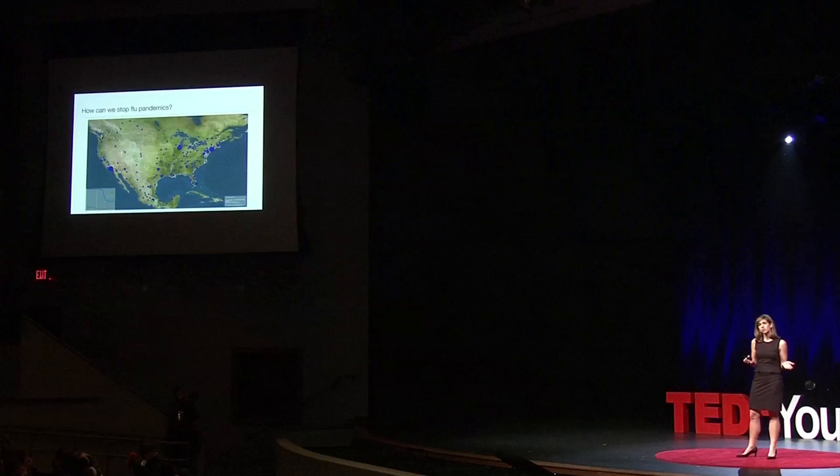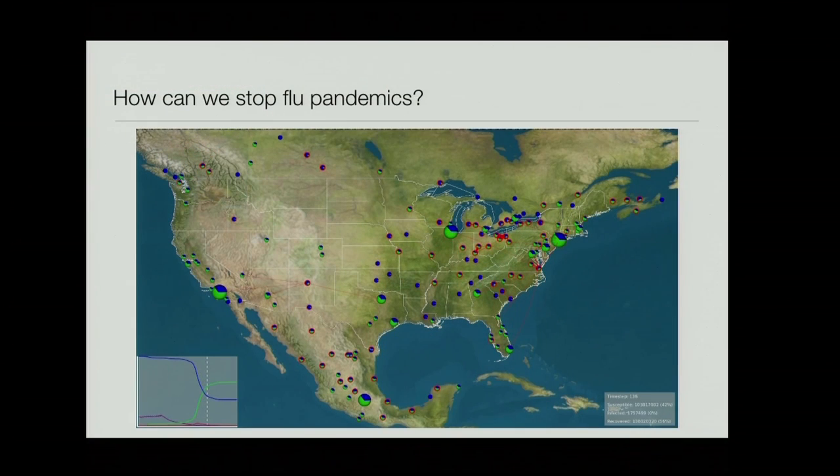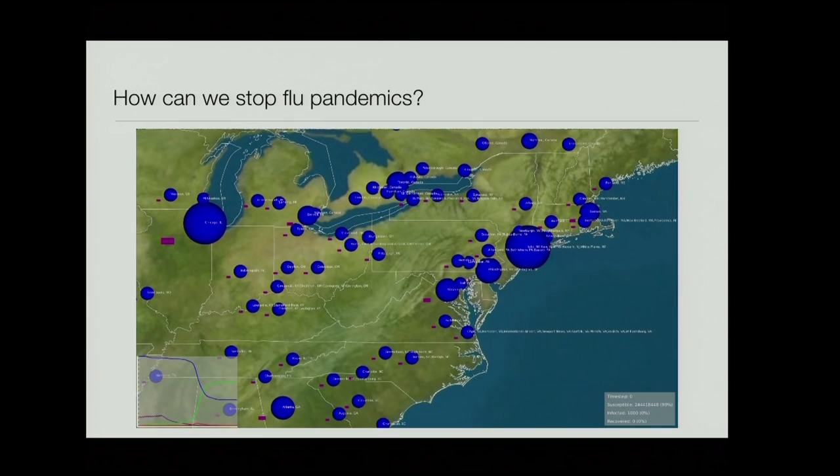The final question: how can we use our models to actually help stop the spread of disease and save lives? Here's an example. In 2009, during the early days of the H1N1 pandemic, we worked with the federal government to help them figure out how to effectively use the strategic national stockpile of antivirals to slow the spread of the disease before we were able to develop and deploy an effective vaccine.